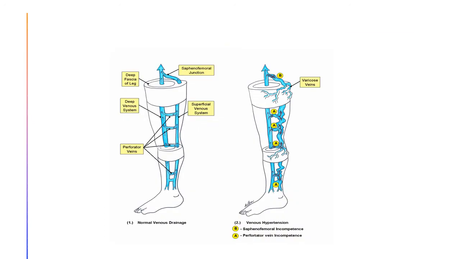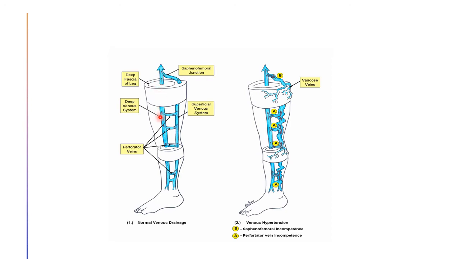This diagram shows you the deep and superficial systems more clearly. This is the deep system, the popliteal-femoral vein that drains the blood from the foot right to the heart. Then this is the superficial system made up of the short and long saphenous vein, which ends at the saphenofemoral junction.